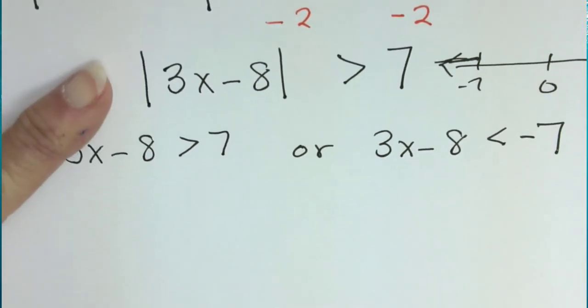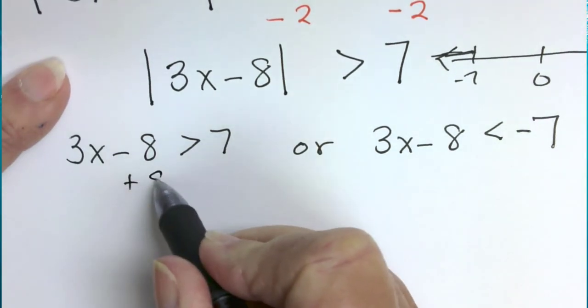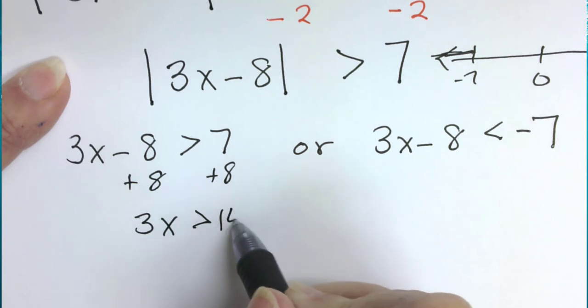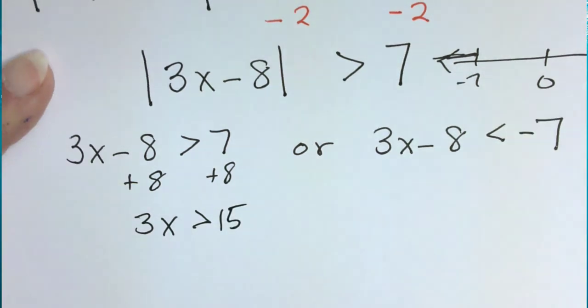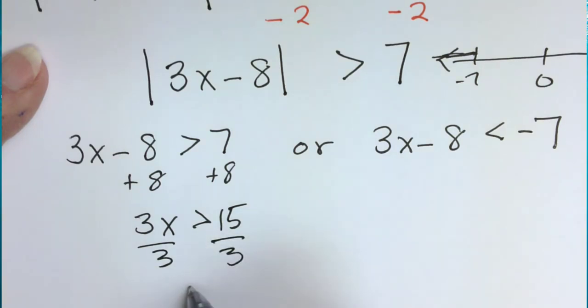On the first one, we will add the 8. So we have 3x is greater than 15. Divide by 3, that's a positive coefficient. So nothing is going to flip. So you have x is greater than 5.